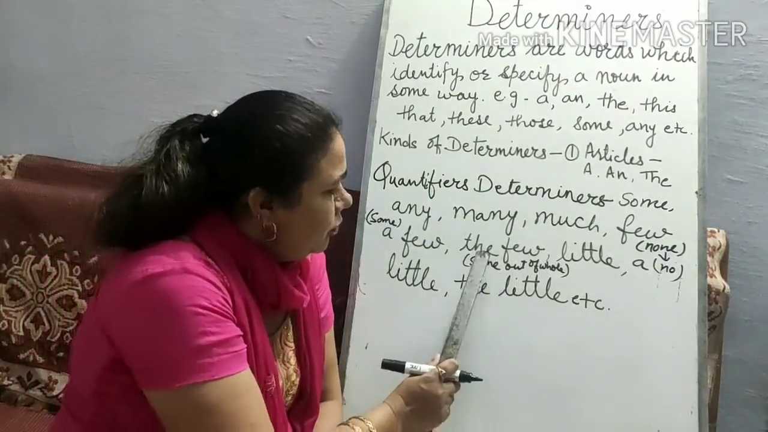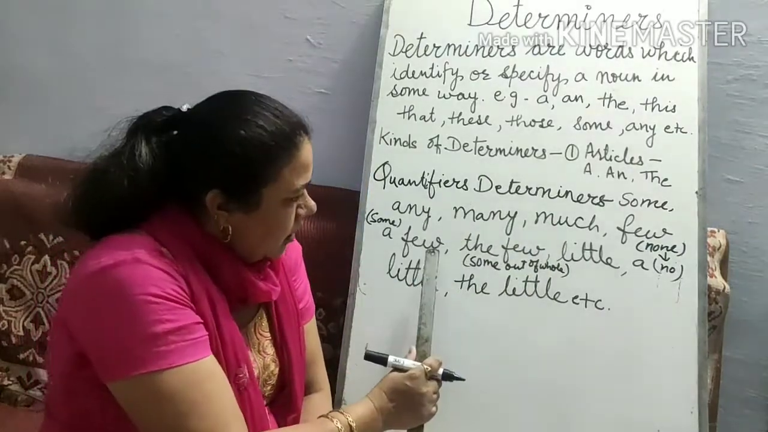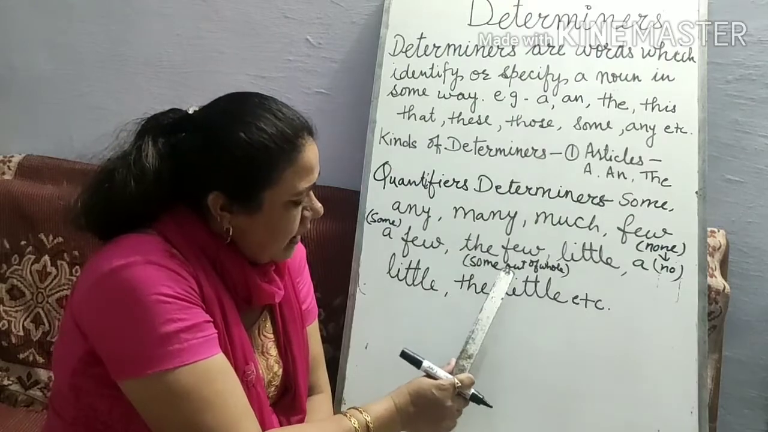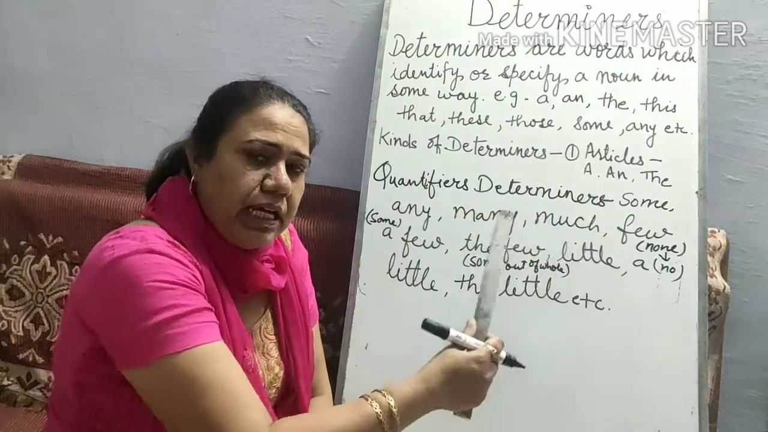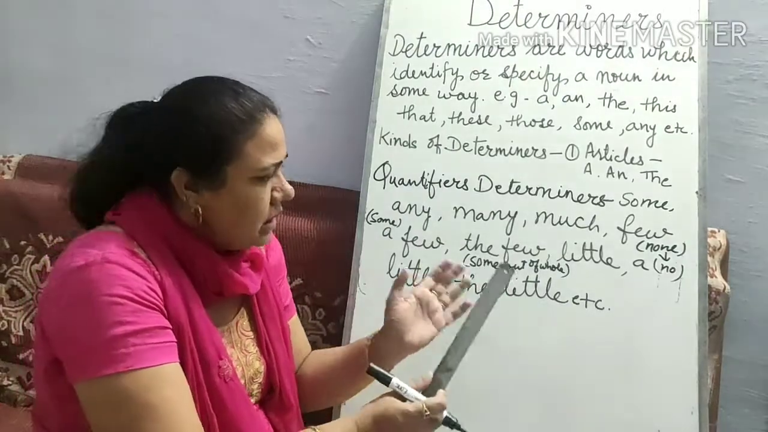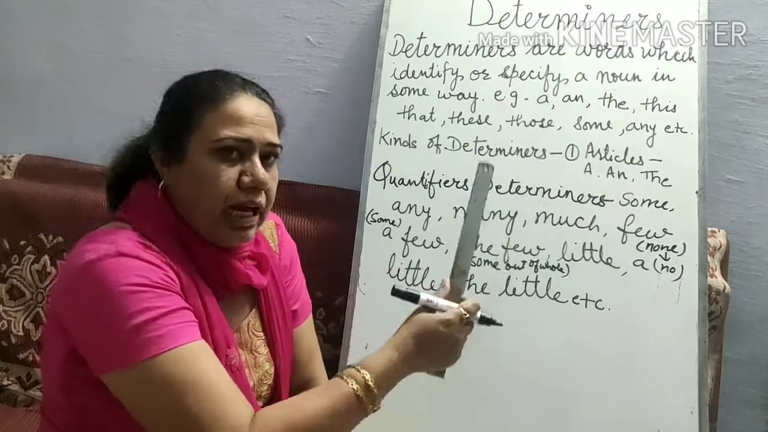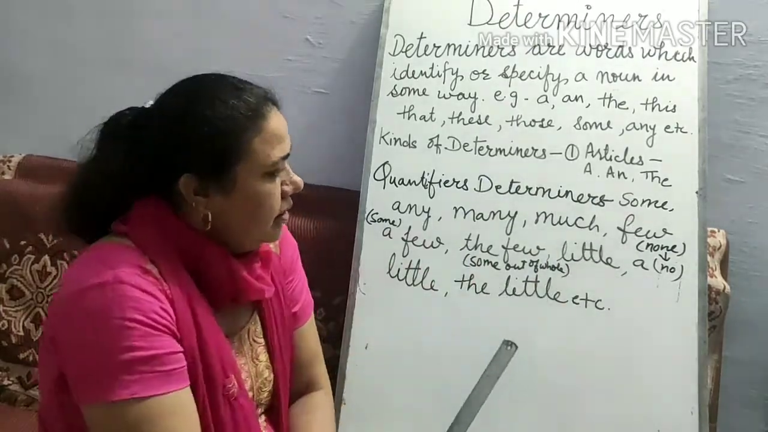The few means some out of the whole. The few friends I had, now they have left me. It means no friend is there. There were so many friends in the class, and the few friends of my class have left me.